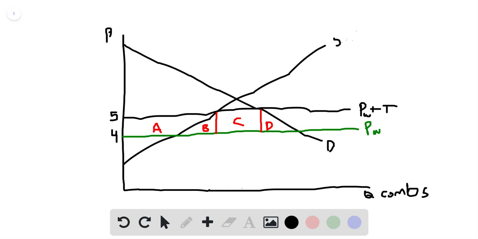Area A is going to become the increase in producer surplus. We know that area C is going to be the revenue to the government from the tariff, which means areas D and B become deadweight loss, right? These two areas don't go to anything.